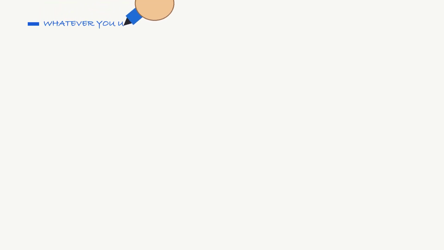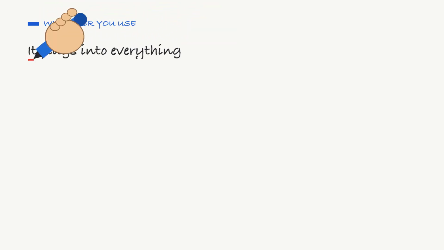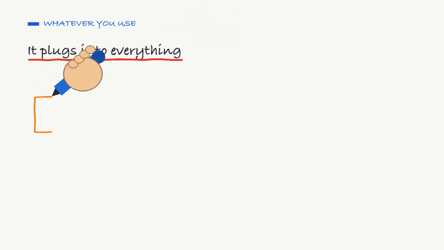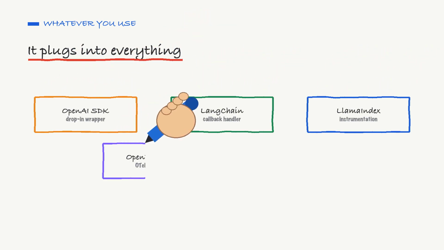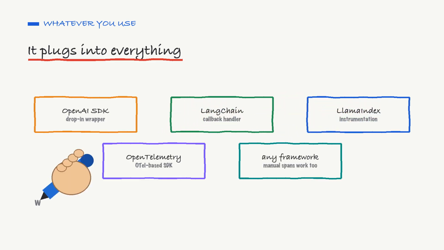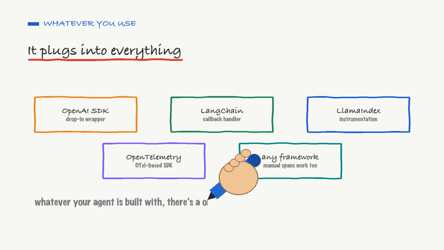And if you're not on the OpenAI SDK, still fine. There's a callback handler for LangChain, instrumentation for Llama Index, and the whole SDK is built on OpenTelemetry, so almost anything can plug in. Worst case, you add manual spans. Whatever your agent is built with, there is a one-line way in.